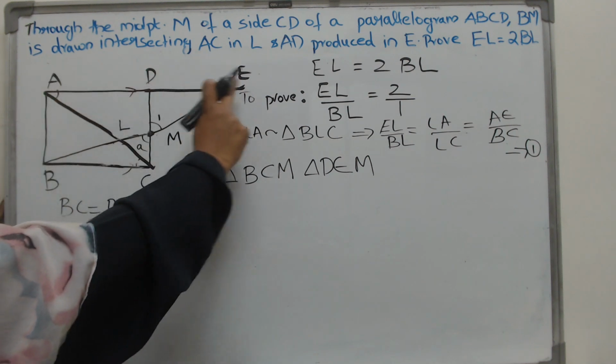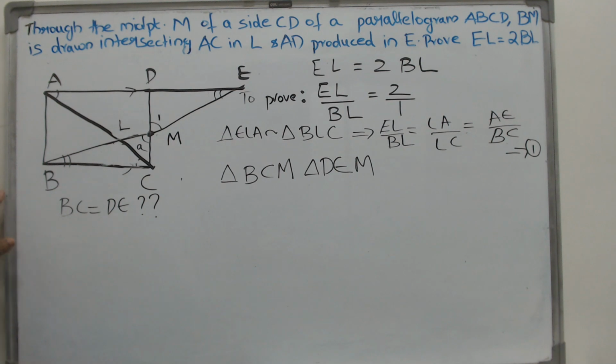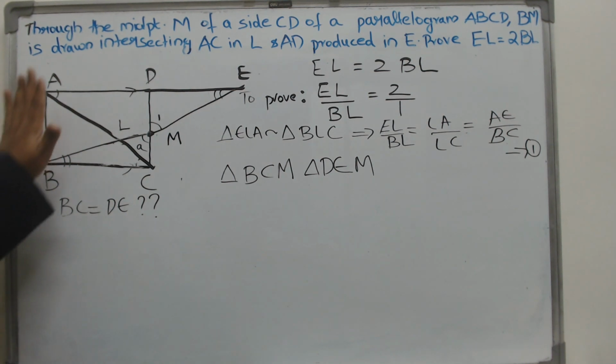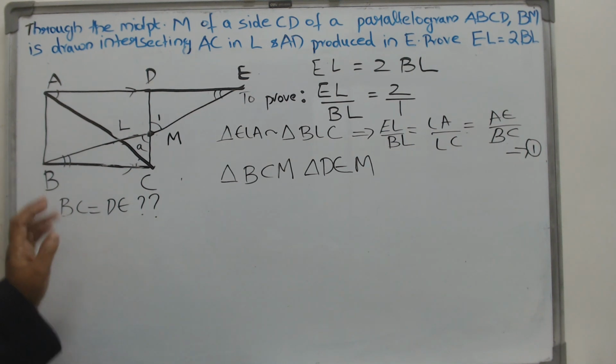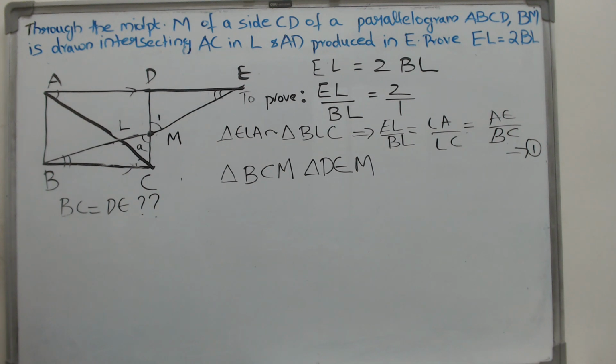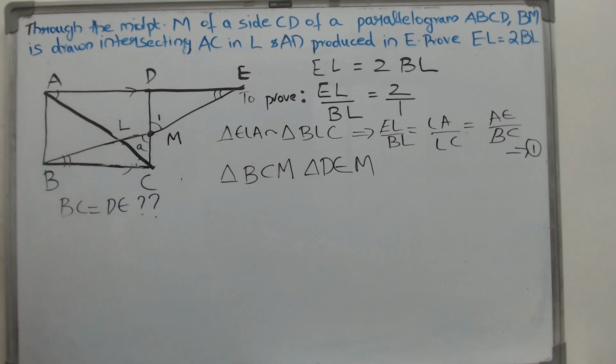And what about this? Here, these two angles, they are alternate interior angles. Why is that? Because it is a parallelogram. Opposite sides of a parallelogram are parallel. So we have got our two angles that we were looking for. So that means what? These two are similar.